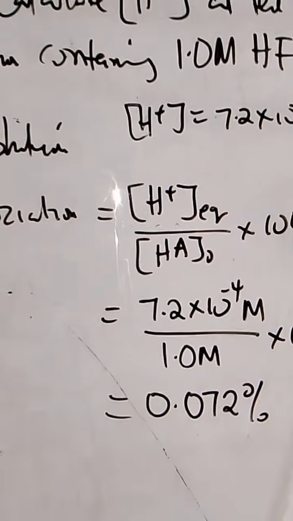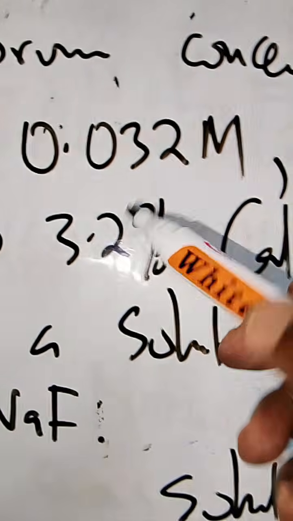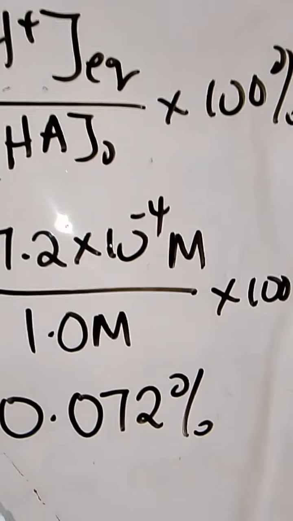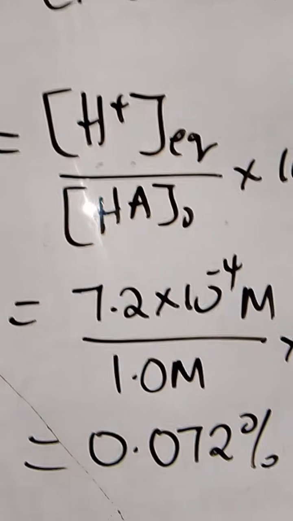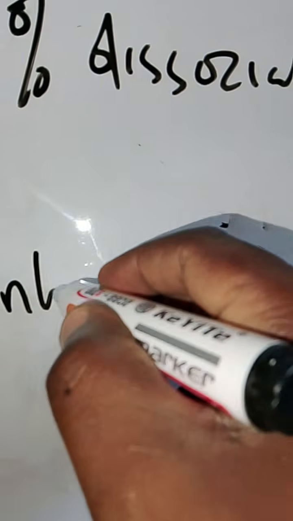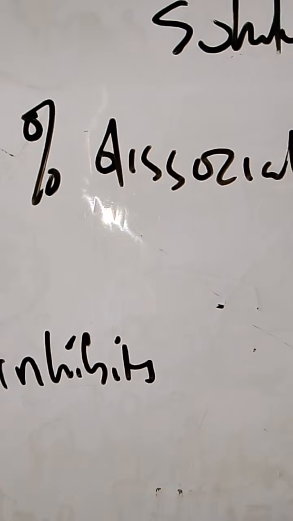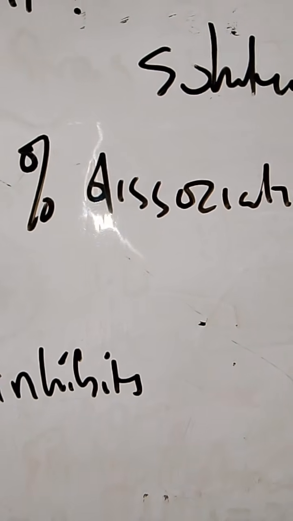You have seen that the percent dissociation has greatly reduced. When the acid was alone, the percent dissociation was 3.2%. But once the common ion was introduced, it has greatly reduced. So we can conclude that the common ion inhibits the acid dissociation. That is how we can calculate.